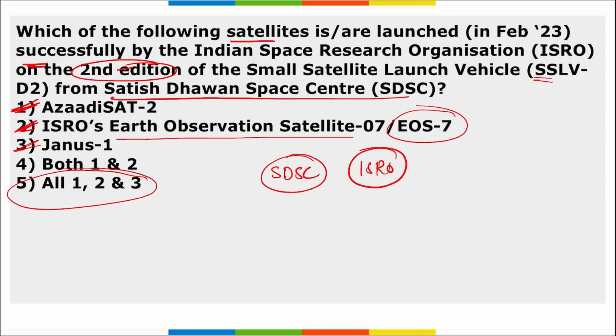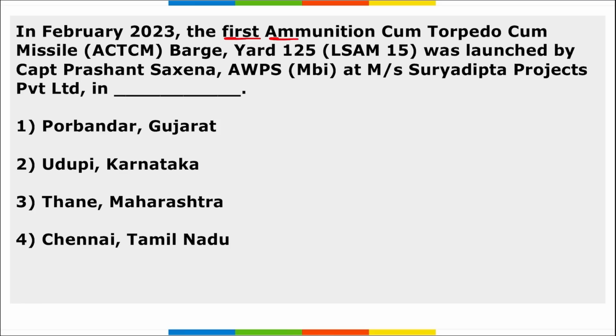All right. Next, the first ammunition cum torpedo missile barge Yard 1 to 5 was launched by Captain Prashant Saxena. All right. Where was this launched? This was launched in Thane, Maharashtra.